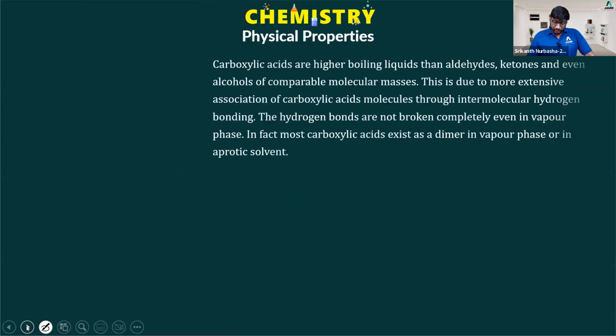Right, students? Then comes the next category. Carboxylic acids are higher boiling liquids. This is simple. Why? Because they have two hydrogen bonding sites. Because of their extensive intermolecular hydrogen bonding only, we are saying that carboxylic acids exist even in the vapor state, they exist in the dimer form. Because of that only, we will study the formality for carboxylic acids, not any other concentration term.